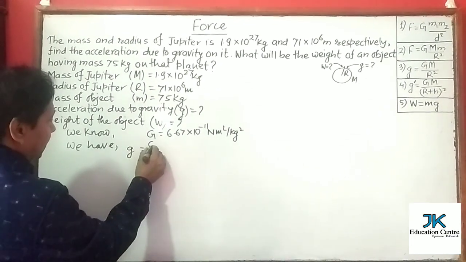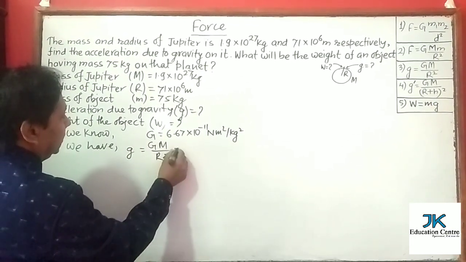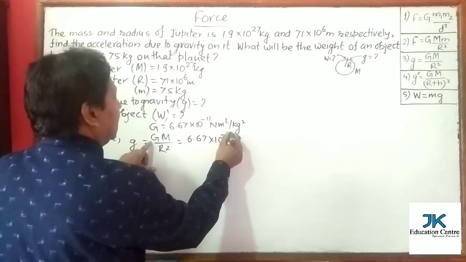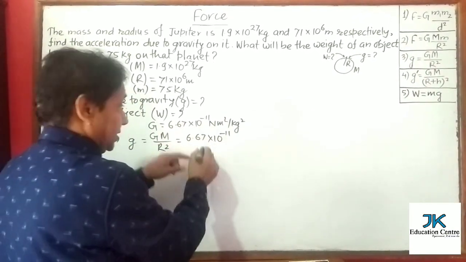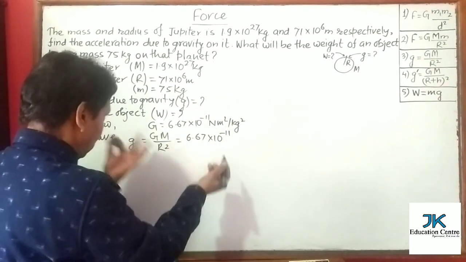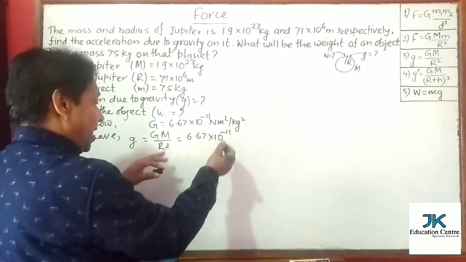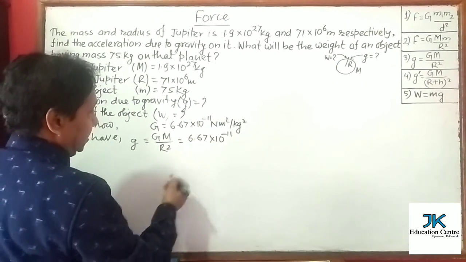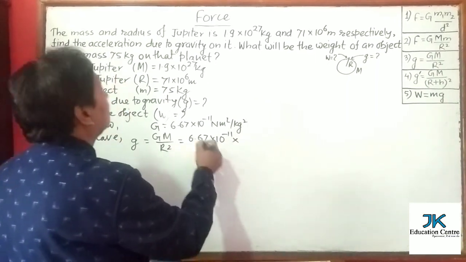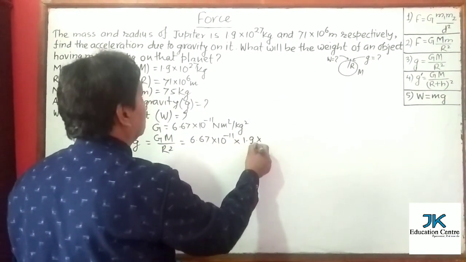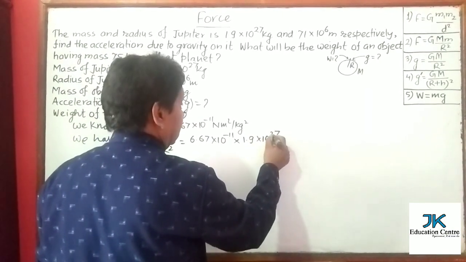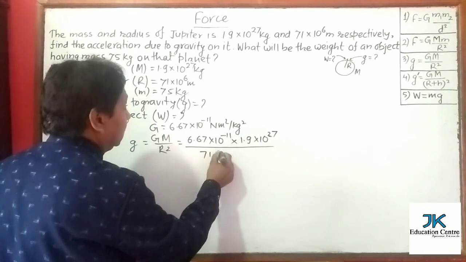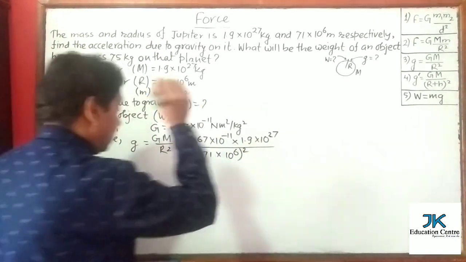Now we have small g is equal to capital G capital M by R square. Now we are writing values. Capital G is 6.67 into 10 to the power minus 11. We are not writing units. In the process it is not necessary to write units, but if you write it's okay. But at this time I am not writing, because at the end only I'll write the unit of the asked quantity. 6.67 into 10 to the power minus 11 into mass of Jupiter, given 1.9 into 10 to the power 27, and radius is given. Radius is 71 into 10 to the power 6, and this is squared.